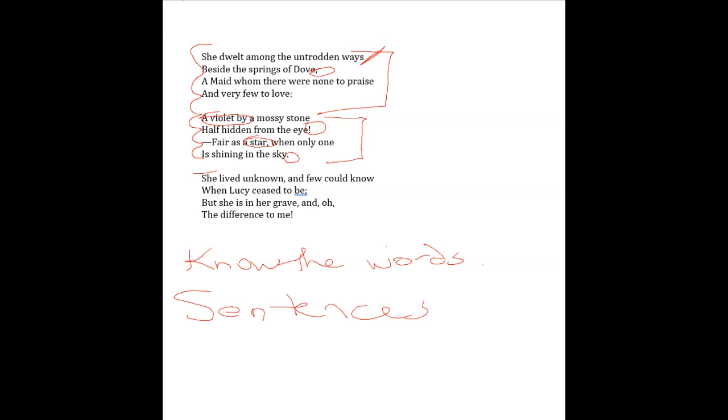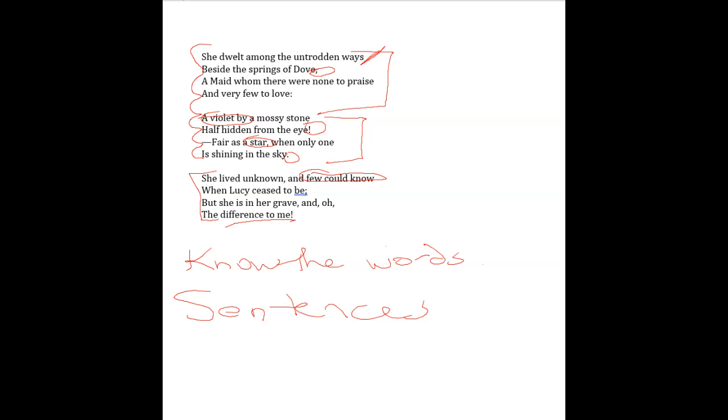Then we get to the third stanza, and here the poet tells us something about who Lucy is and what has happened to her. We learn that she's died. She ceased to be. And this is an interesting tension that we see. Few could know when Lucy ceased to be. There are not a lot of people who are aware of her death. But oh, the difference to me. Her passing away means everything to this speaker. It's like his world ends. It's crushed.